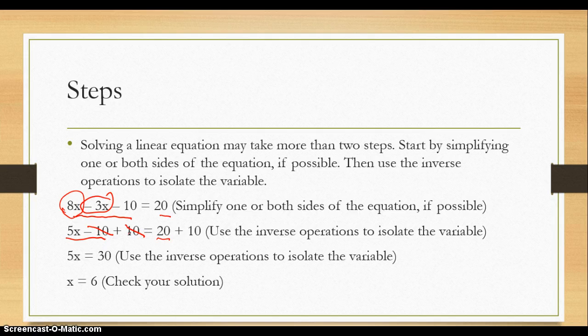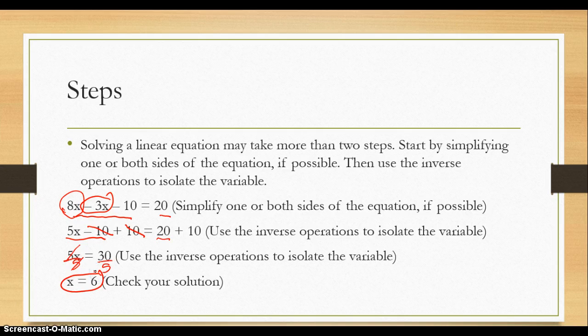So then we're still using the inverse operation to isolate the variable. So then we divide by 5 on both sides. That crosses out. So we isolated the variable of x. So 30 divided by 5 is 6.